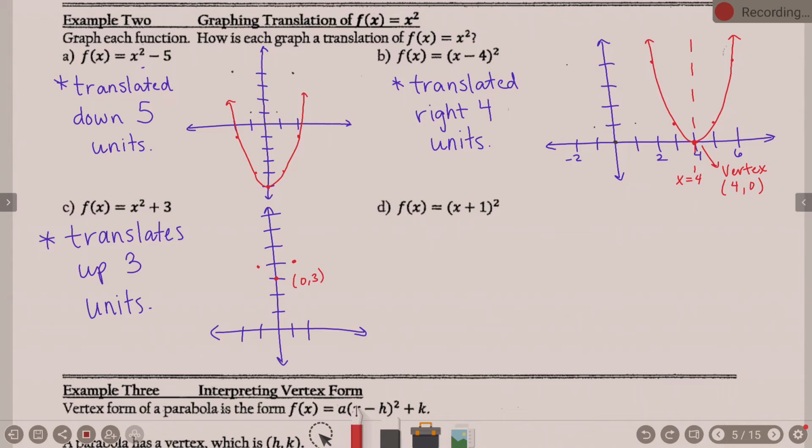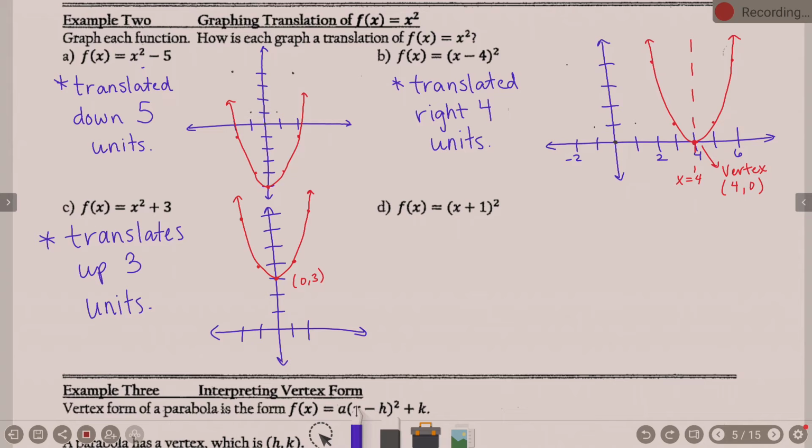So go back to your original points. Don't go from your new points. Go back to your original vertex and go over 2, up 4. Over 2, up 4. When you're drawing a parabola for me, I expect to see some of these points in here, right? I don't want just a vertex and, oh, there's my random U. I want the points in there with it. Are we okay with that?